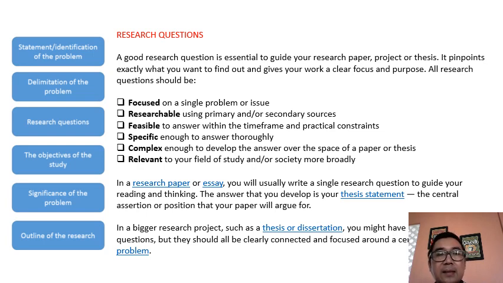We see a good research question is essential to guide your research paper, project or thesis or skripsi. It pinpoints exactly what you want to find out and gives your work a clear focus and purpose. So a good research question is essential.